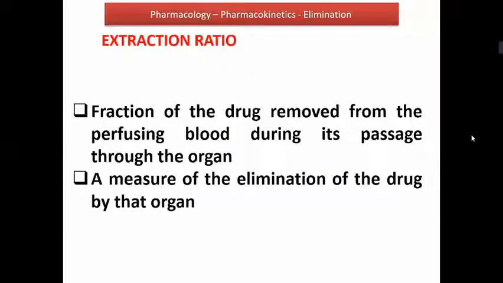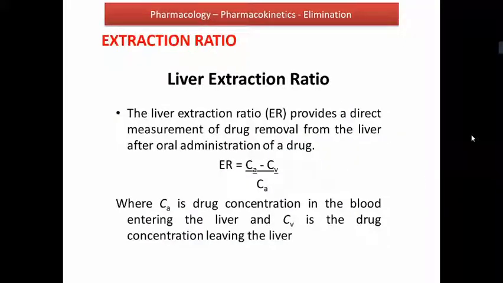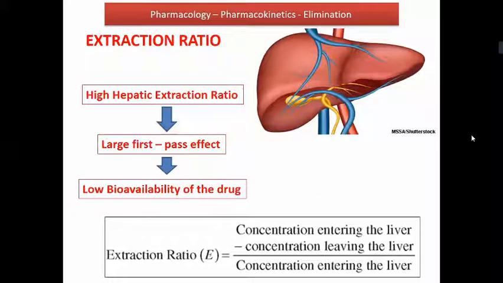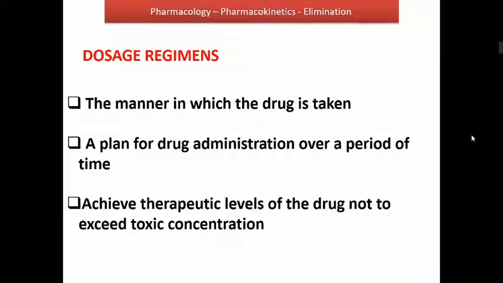So extraction ratio, it's the fraction of the drug removed from the perfusion blood during its passage through an organ. It is a measure of the elimination of the drug by that organ. So especially, this is especially used in the liver. So we have the so-called liver extraction ratio. So the liver extraction ratio provides the direct measurement of drug removal from the liver after oral administration of the drug. Okay, so we have something like this. So high hepatic extraction ratio because of the secondary to large first pass effect, causing now a decrease in the bioavailability of the drug. Okay, next.